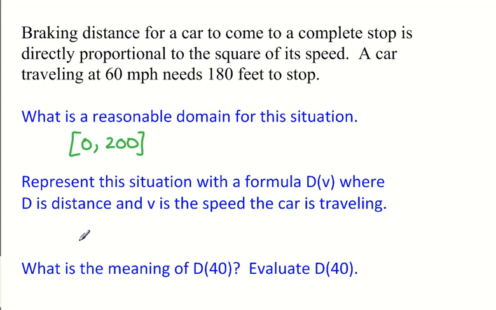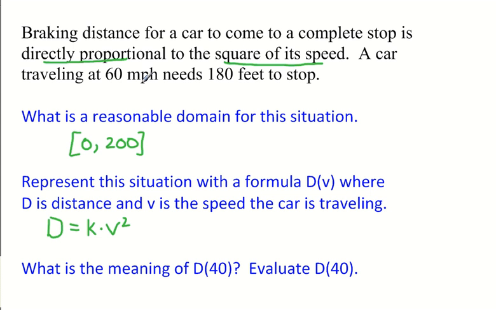Okay, so let's represent the situation with a formula d of v, where d is distance and v is the speed. Now, if you remember about direct proportion, that means that d equals k, some constant of proportionality, times v squared. So that's what this piece meant. Braking distance, that was d, is directly proportional, means we've got some constant here, to the square of the speed, and our speed was v, so times v squared.